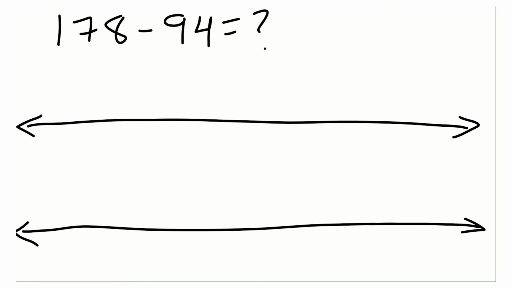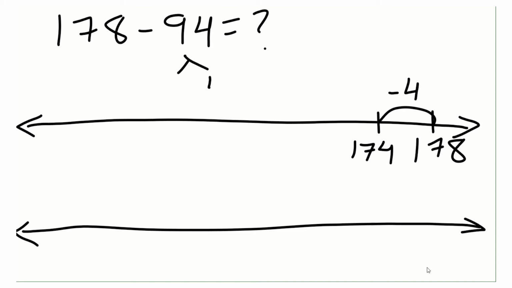If I'm counting back, again, I start with my highest number, and I'm going to count back by my lower number. So I have to subtract 94 from this number. The first thing I want to do is subtract my 4. And that kind of gets my ones place out of the way, and let's deal with that now. So I'm going to subtract 4. 178 minus 4 is 174. So I've subtracted my 4. I still have 90 to go.